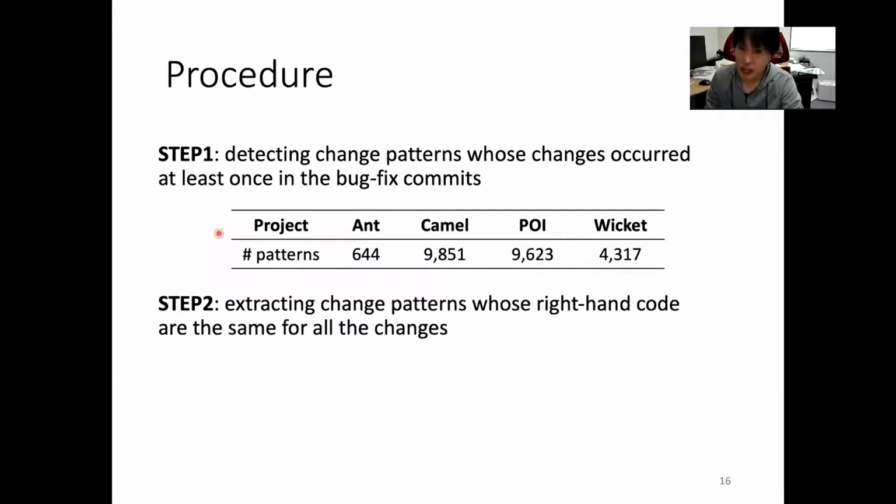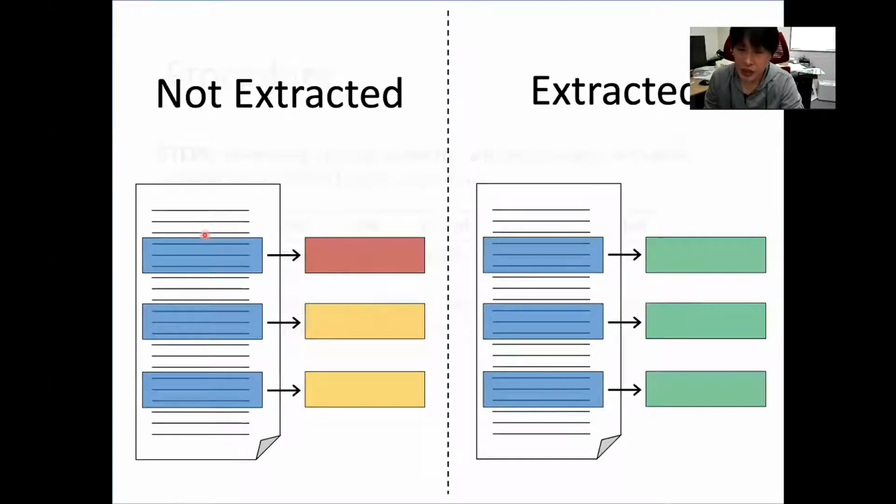And next, in step 2, we extracted change patterns whose right-hand code is the same for all the changes. I will show an example of this extraction. In the left side case, three code fragments are changed. The three blue code fragments are very similar to each other. And only one of them is changed to the red code, and the other two code fragments are changed to the yellow code.